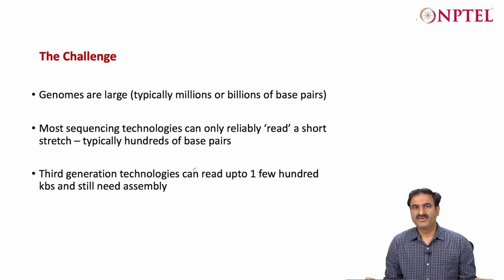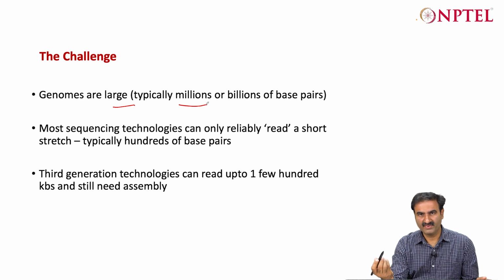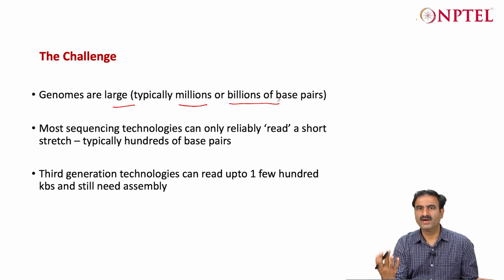Okay, so the challenge in genome sequencing is that genomes are very large. Bacteria could be in millions of base pairs, less than 10 million base pairs, and the eukaryotes could be in 500 million to 2, 3, or even 16 billion, for example the aloe vera genome. So they could be very large in size.